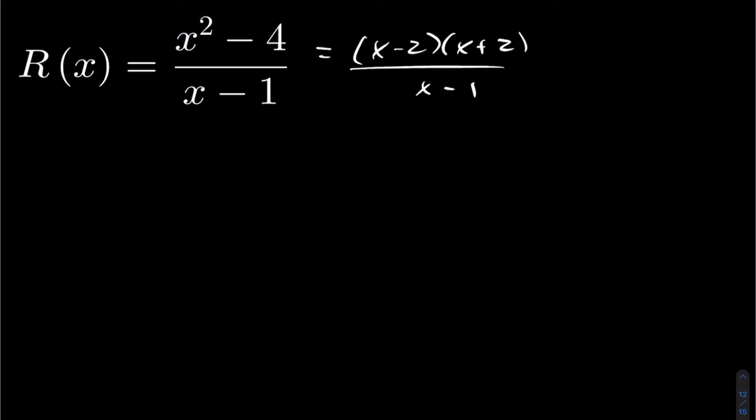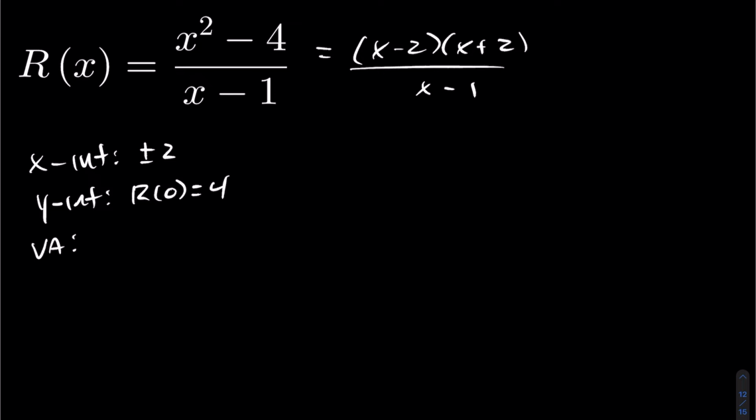And from here, there's a lot of characteristics that we can discover about our rational function quickly. We can see here that if I'm looking at x-intercepts, I have x-intercepts at plus or minus 2. If I were looking at y-intercepts, you're going to evaluate your function at 0, in which case we get a y-intercept of 4. Continuing on here, vertical asymptotes exist when the bottom is 0, to which I get x equals 1. Now, I do not have a horizontal asymptote with this question, but we do have a slant asymptote.